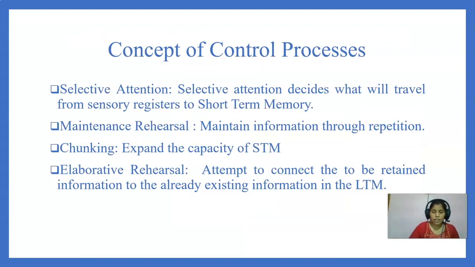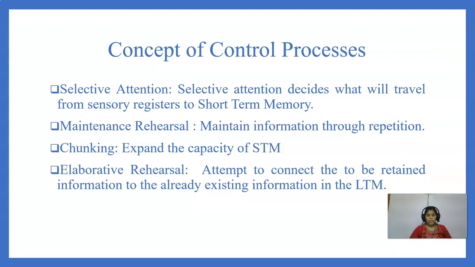There are different kinds of rehearsal. The first one is maintenance rehearsal. Maintenance rehearsal simply means maintaining the information through repetition. Let me explain it with an example. Suppose I want to remember a phone number. What I will do is continually repeat the number, and by that I will be able to transfer the number to my long-term memory, and I will be able to remember the number properly.